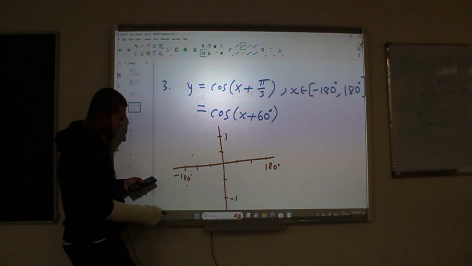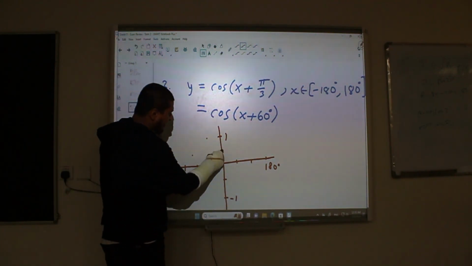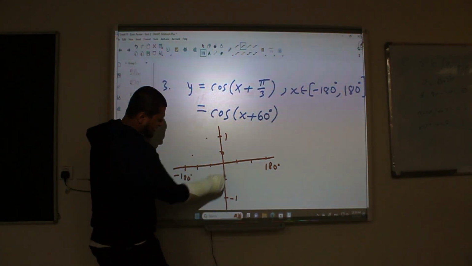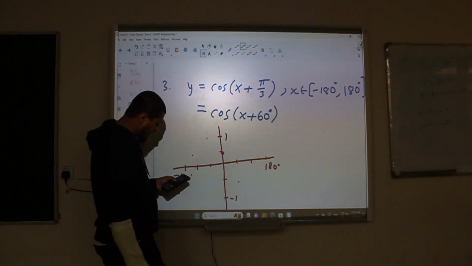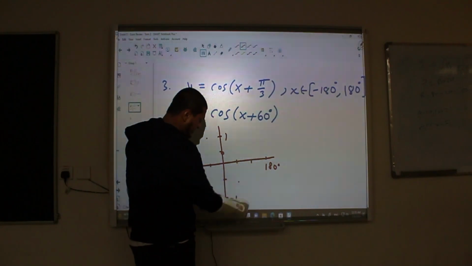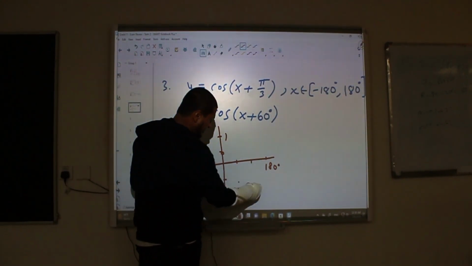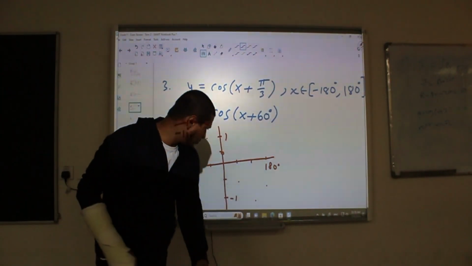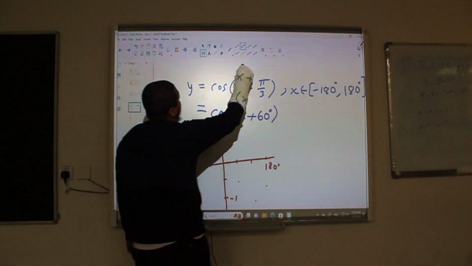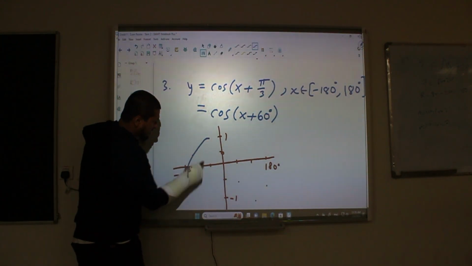When it is negative 60, it is 1. When it is 0, it is 0.5. When it is 60, it is negative 0.5. And 120 is giving us negative 1 in the calculator. And 180 gives us negative 0.5. So we can join these 7 dots and get a nice graph. Let's try to join these dots.